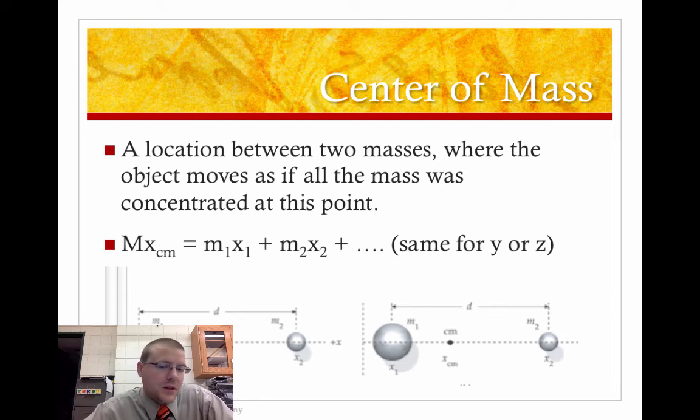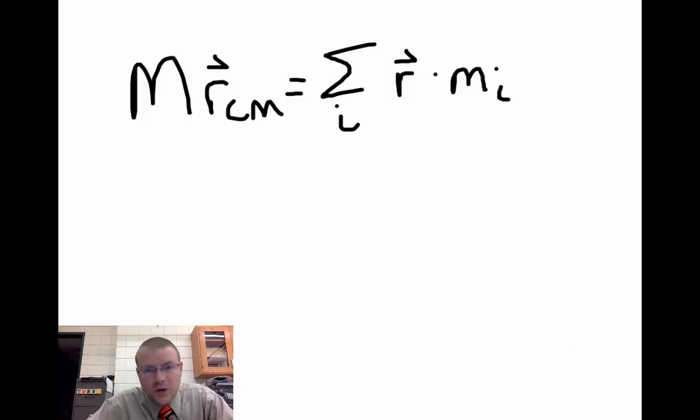But we know that objects can be in 3 dimensions at once. The way you could write this up is that the total mass multiplied by the center of mass position would equal the summation of each position of each object multiplied by its individual mass. And that's what the little i there is for. You could put as many objects as you want and determine the center of mass for the entire set.